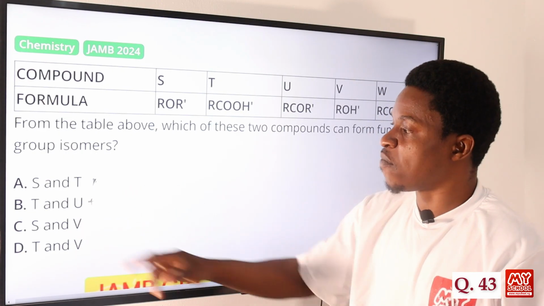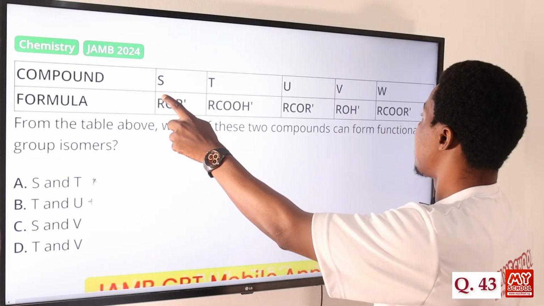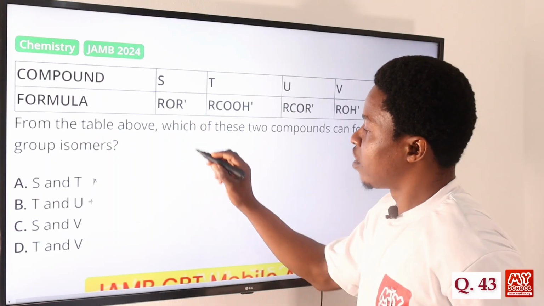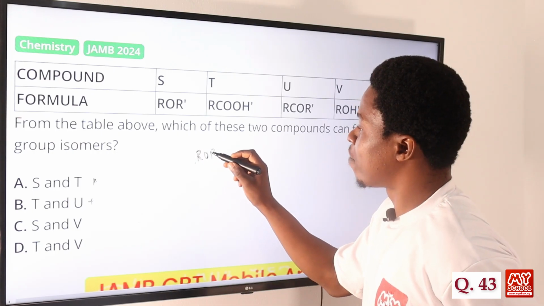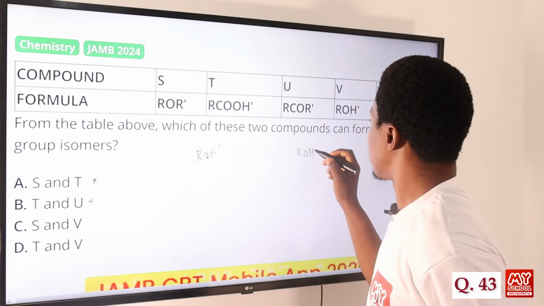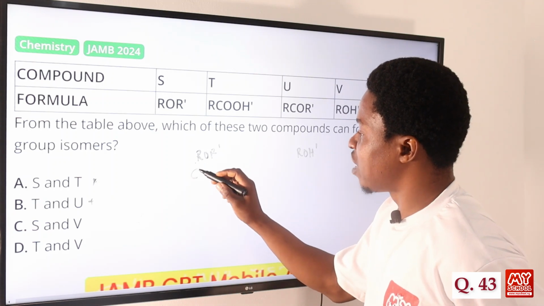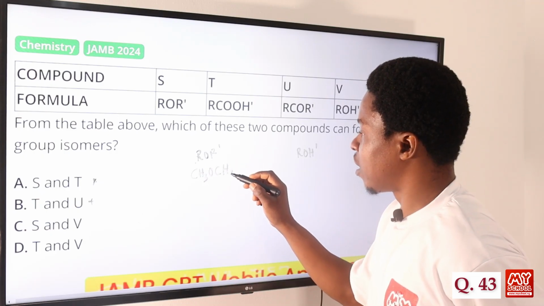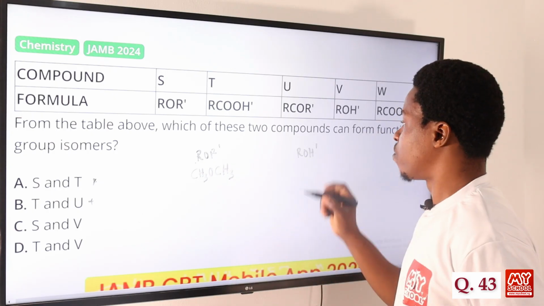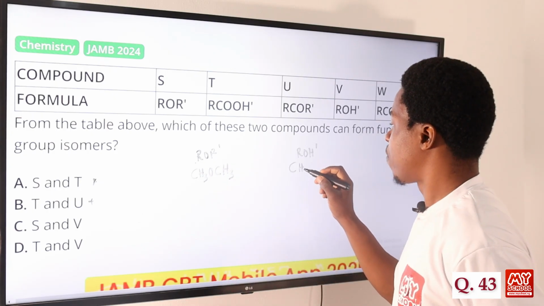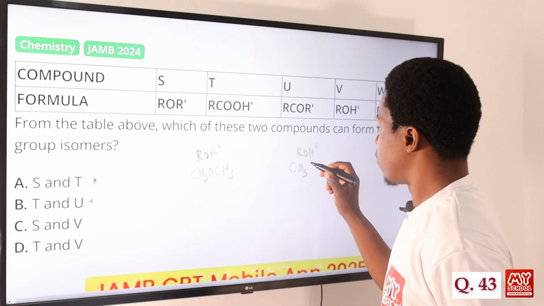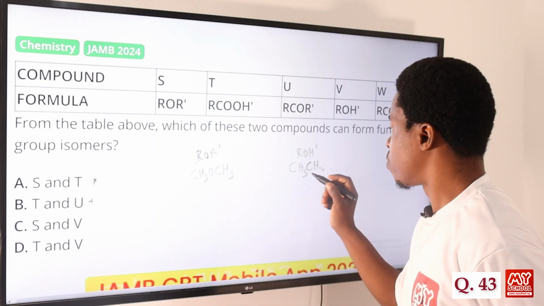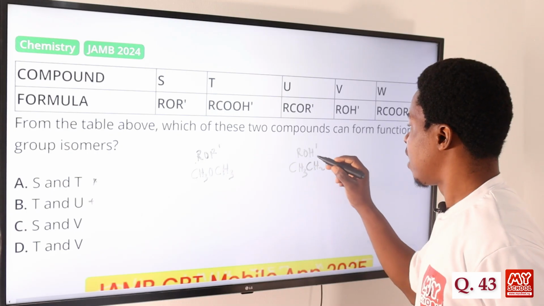Option C says S and V. S and V, we have S here, we have V here. So let's take an example. Let's assume that this is for this ROR prime, and then we have ROH prime. Okay, so we have let's say CH3 here, oxygen here, then we have CH3 again. Okay, let's use CH3 for the 2. Then for here we have CH3 here. Okay, we have CH2 because this R can actually be, because we want to make the number of carbons to be 2. CH3, CH2, then we have O here, then we have H here.